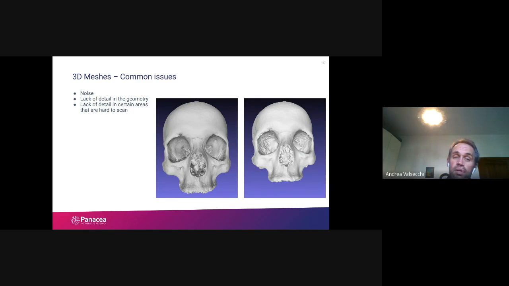Next, your model could lack detail in certain specific areas. I've already mentioned the area of the eyes and of the nose, which is especially important for craniofacial superimposition.